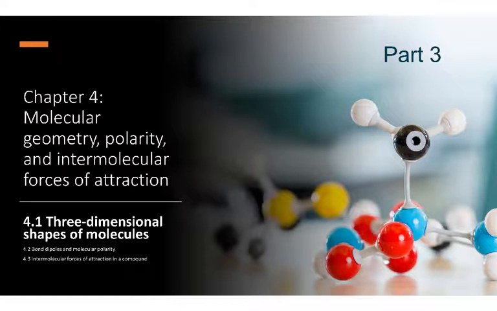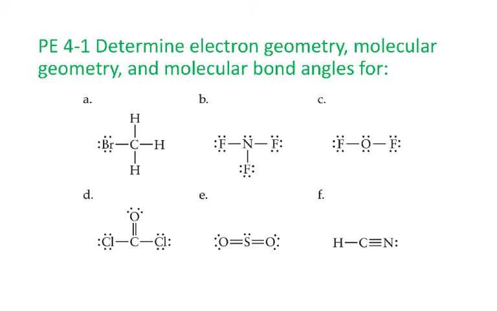We've been talking about molecular geometry, shapes, and electron geometry, and in this final part we're going to work through some examples together. All right, here is practice exercise 4.1 from the textbook, and there are 6 examples here that we can do. Given Lewis structures, determine electron geometry, molecular geometry, and molecular bond angles.